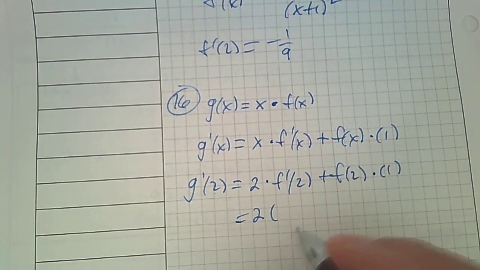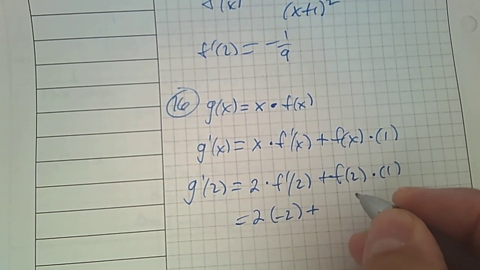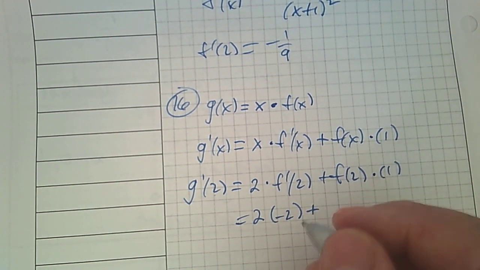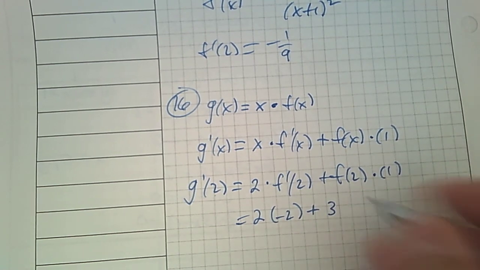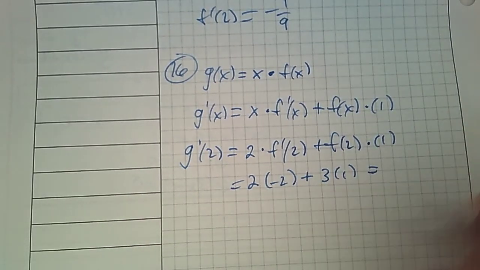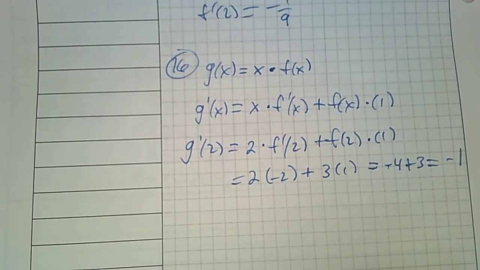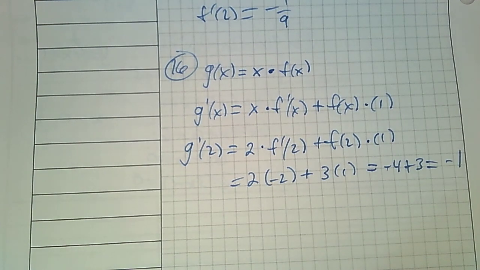Well, in the question it says the derivative at 2 is negative 2. What's f at 2? Not the derivative, just the function value at 2. And in the question it says that answer is 3. And then just finish it off. So 2 times negative 2 is negative 4 plus 3. So the value there for number 16, the answer is negative 1. Number 17.